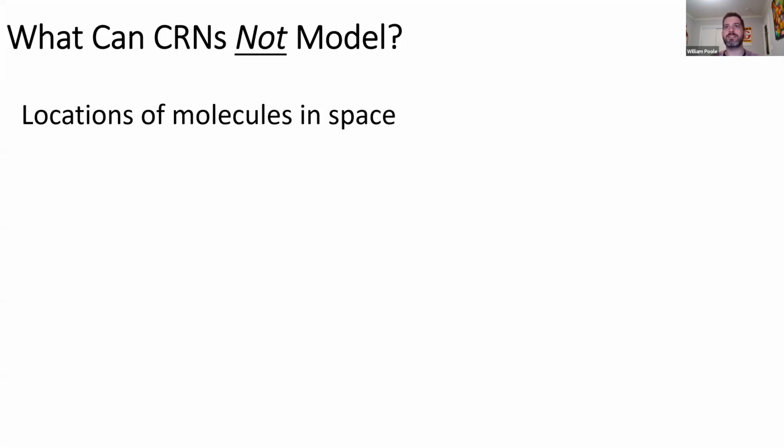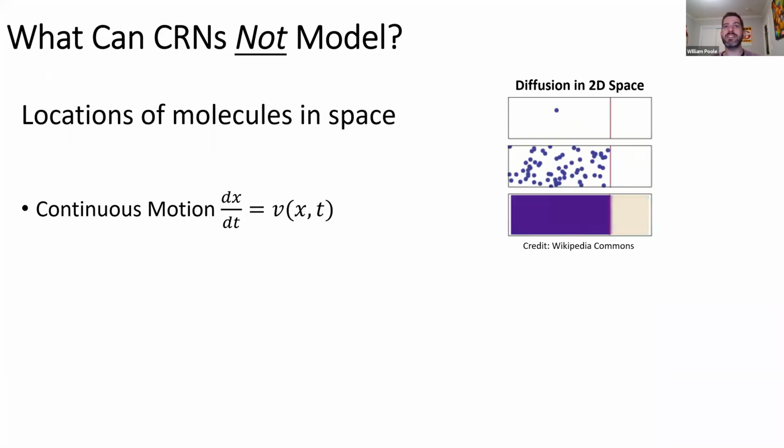So CRNs are fundamentally discrete. I can have a finite set of states or a finite set of locations, but if I have continuous motion, like diffusion in a box, I can't model that. Maybe I can model diffusion on either side of the box. I can be on the right side or the left side, but I can't be at any given point in the box, because that's a continuous variable and CRNs are discrete.